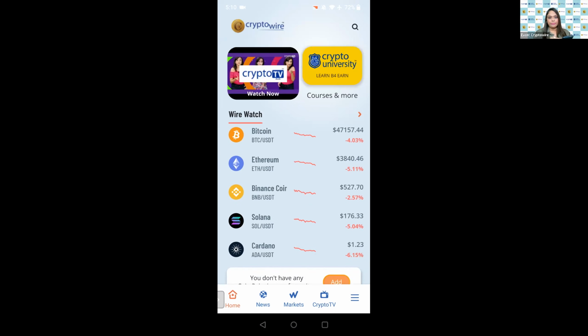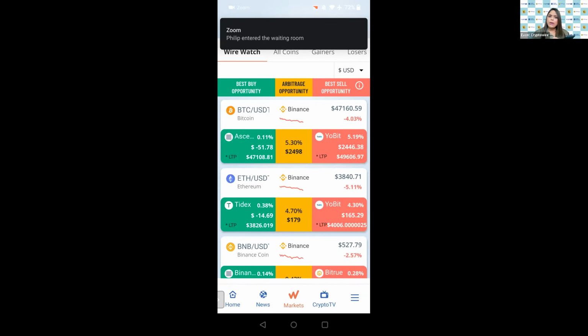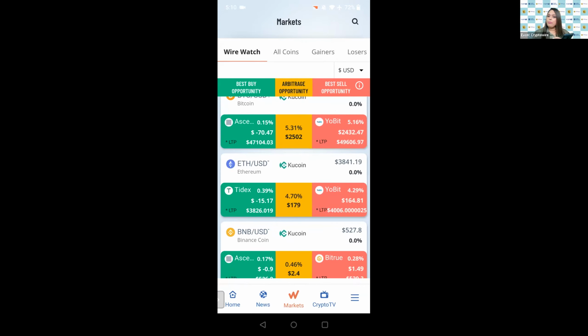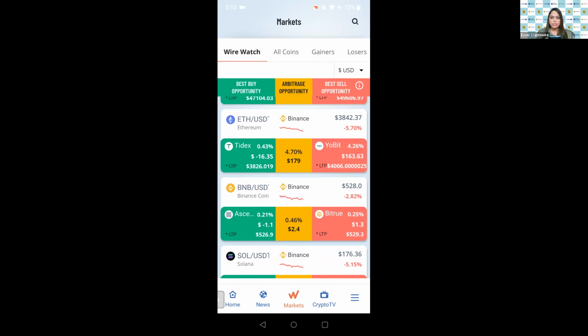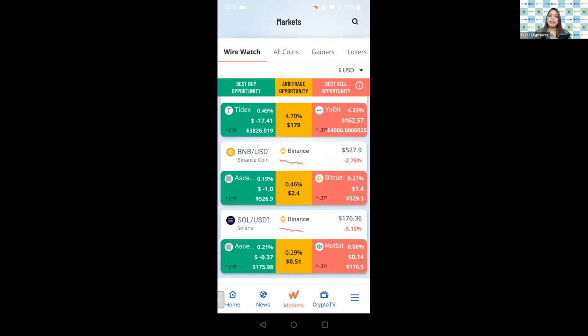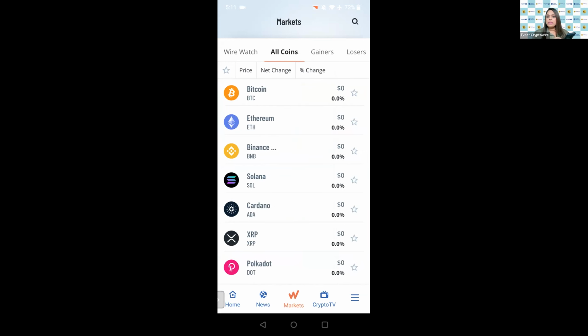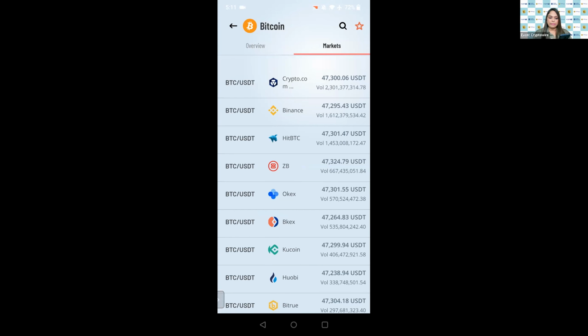Now, let me take you through WireWatch. In WireWatch, we can monitor the best price available on an exchange to buy and the best price available on an exchange to sell a particular cryptocurrency. In the center of the screen, we can see and monitor the arbitrage opportunity available between the two exchanges for the cryptocurrency. There are more than 350 cryptocurrencies listed on our platform, along with 70 plus crypto exchanges worldwide.